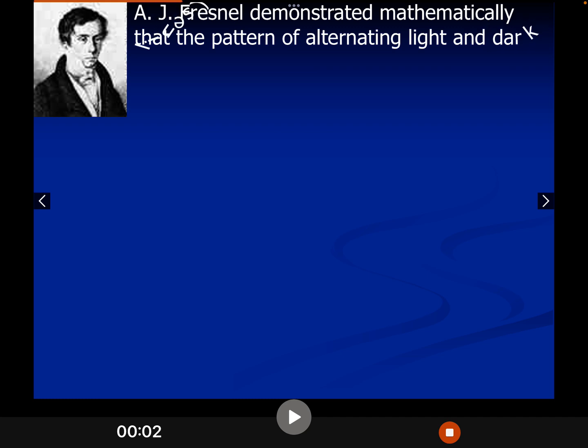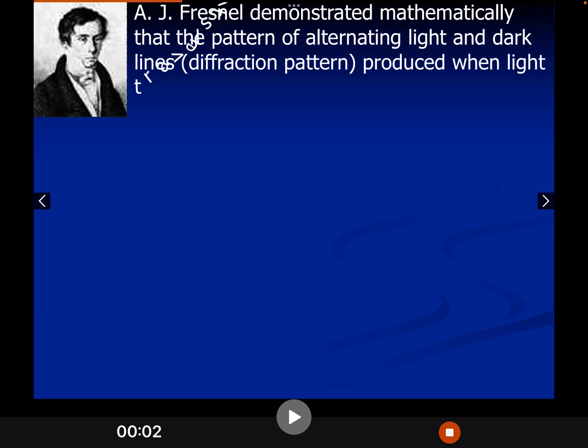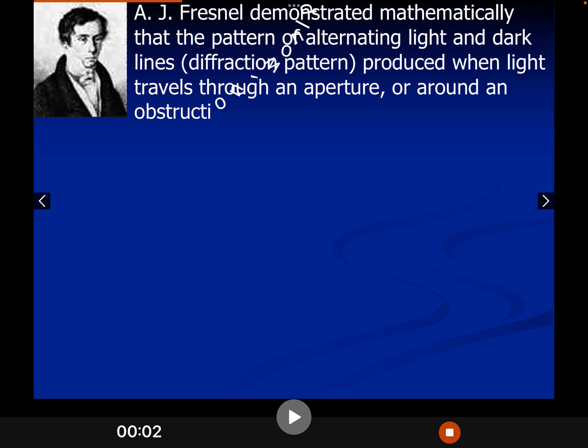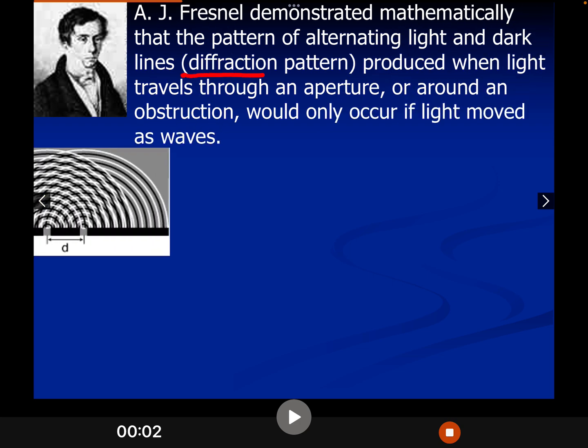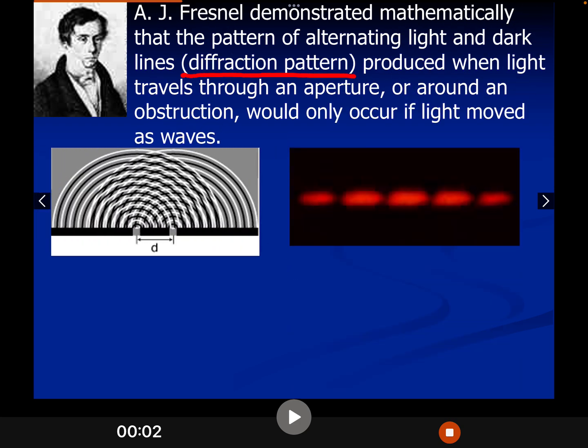So Fresnel discovered mathematically that the pattern of alternating light and dark lines, which we now call a diffraction pattern, was produced when light traveled through an aperture or around an obstruction. We'll look at this later as a quick video, but if you look very carefully, you'll see that we have two slits.